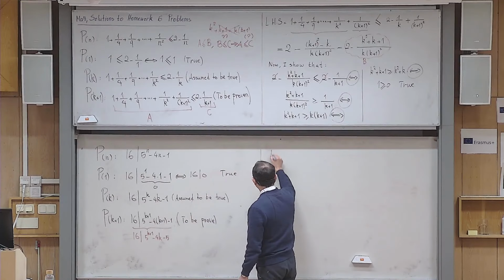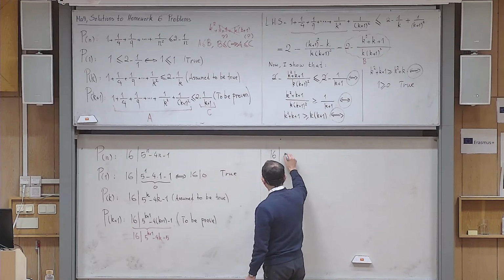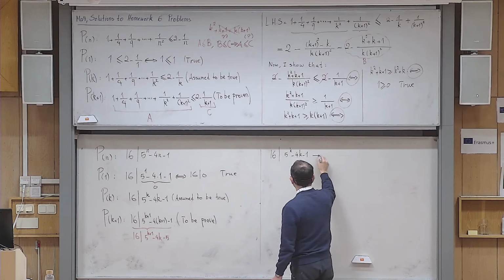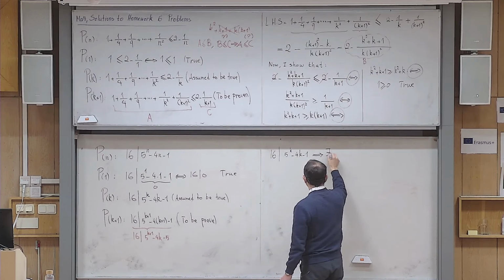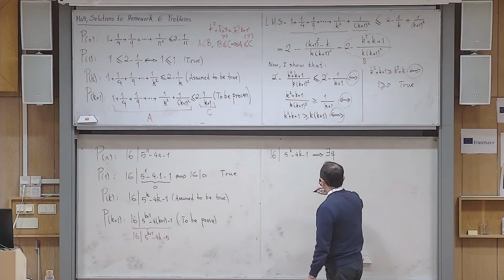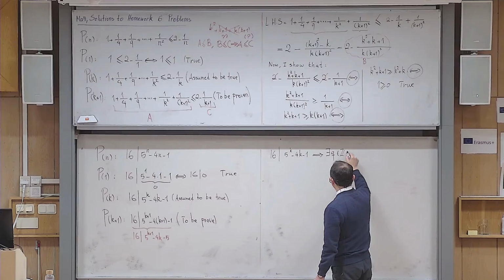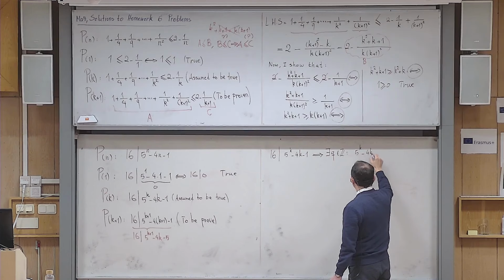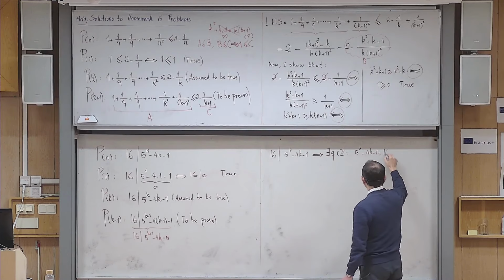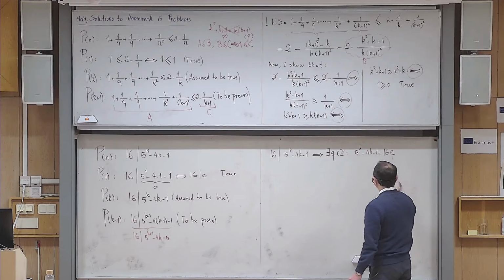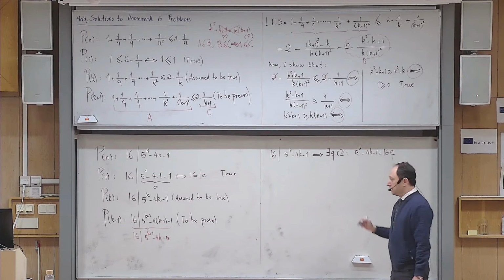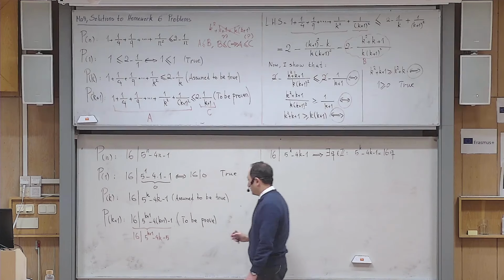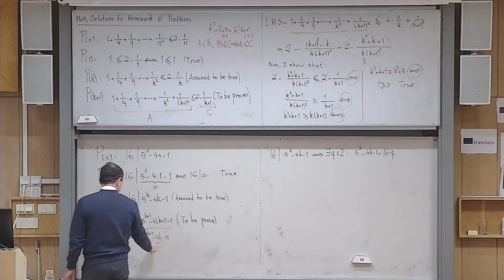So 16 divides 5 to the power of k minus 4k minus 1. What does it mean? It means, according to what we learned in number theory, there exists an integer q such that the number on the right is 16 times this q. This is what we know. And now I have to manipulate this so that this expression appears.